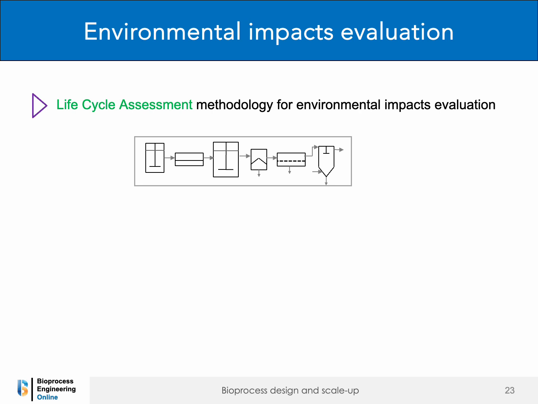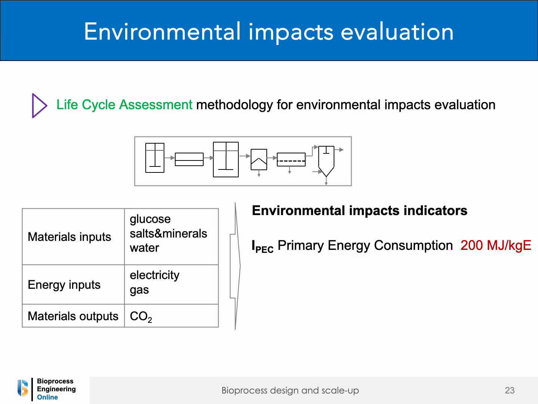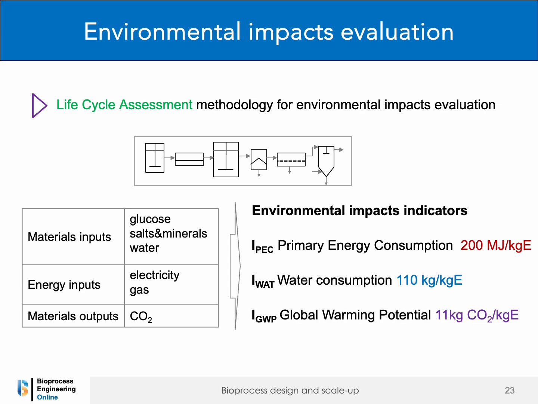The environmental impacts generated by a bioprocess are thoroughly assessed utilizing the life cycle assessment, or LCA methodology. In the evaluation of environmental impacts, key indicators are derived from the process material balance and energy consumption. Specifically in the context of the enzyme production process, the three key impact indicators are as follows. 200 megajoules per kilogram of enzyme for primary energy consumption, 110 kilograms of water per kilogram of enzyme for water consumption, and 11 kilograms of CO2 per kilogram of enzyme for the global warming potential impact.